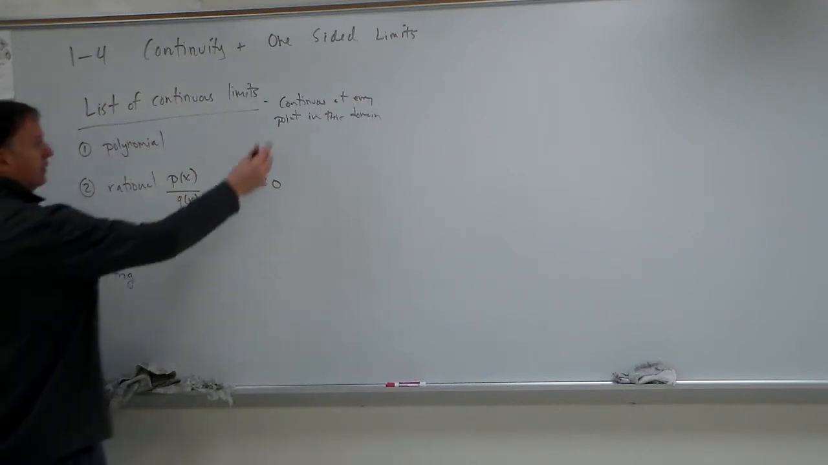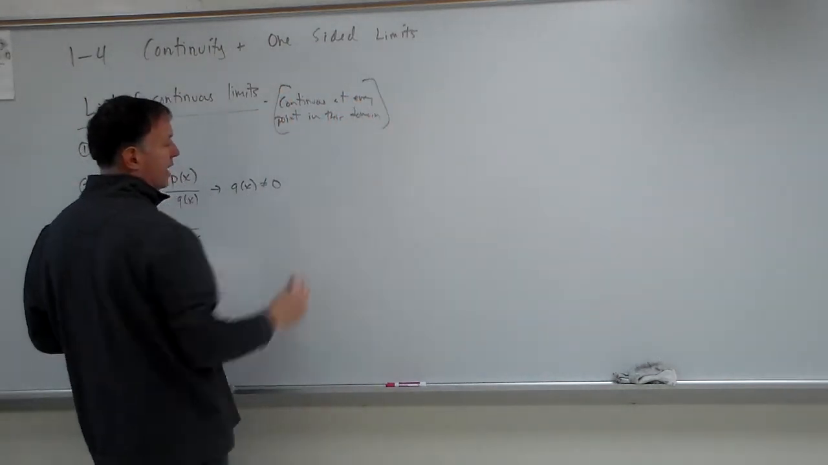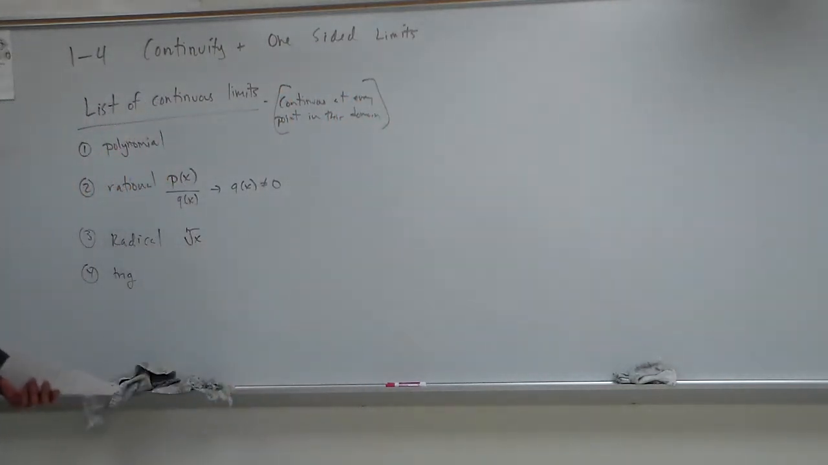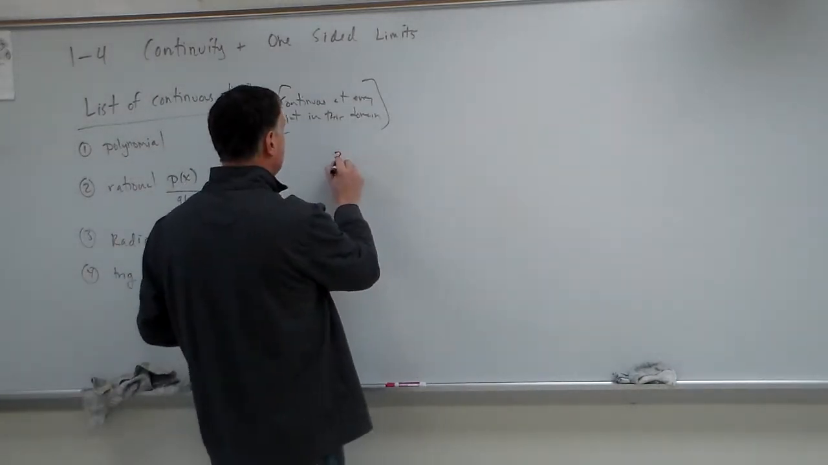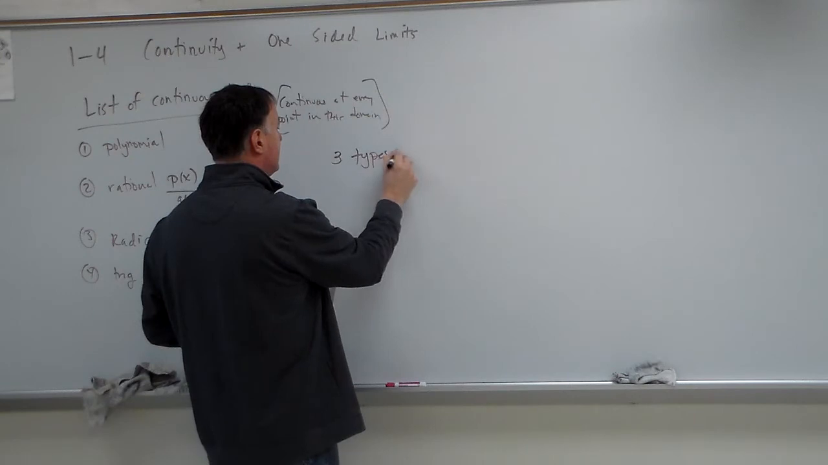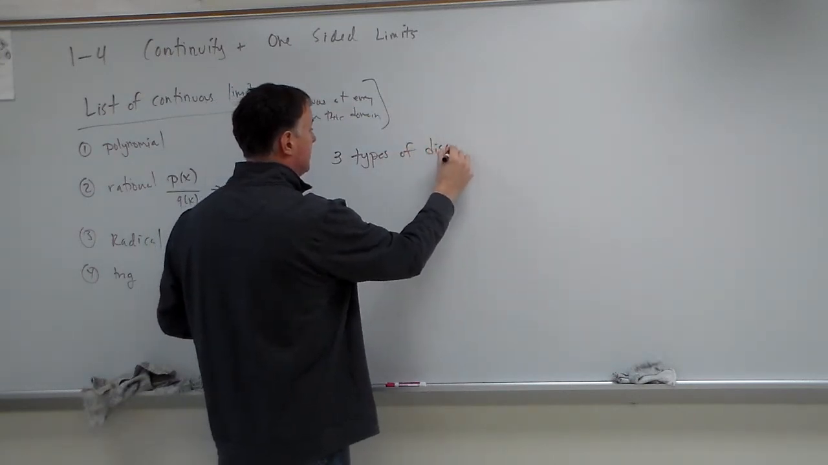Now, again, this is kind of important. It's continuous at every point in the domain. So if the domain is restricting values, then it's probably not going to be continuous there. So there are 3 types. This is big. 3 types of discontinuous.